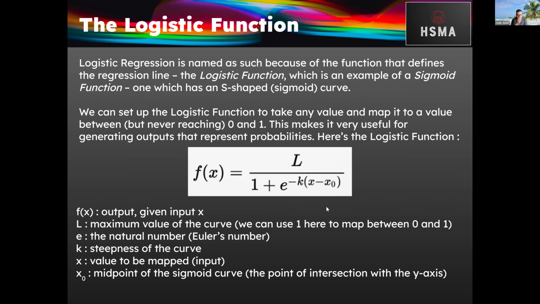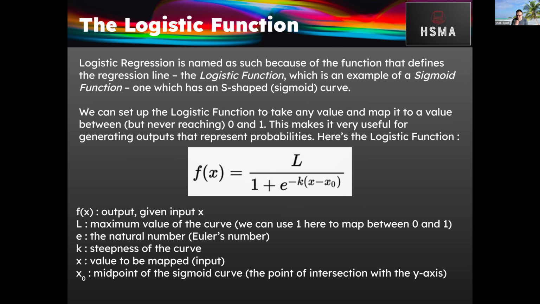Okay, so to explain a bit about logistic regression, I'm going to first talk a little bit about the logistic function. Logistic regression is basically named logistic regression because of the logistic function. It's the logistic function that defines our regression line. Whereas linear regression is so named because it's a straight line, logistic regression is so named because of the logistic function.